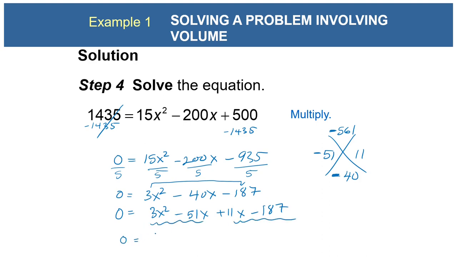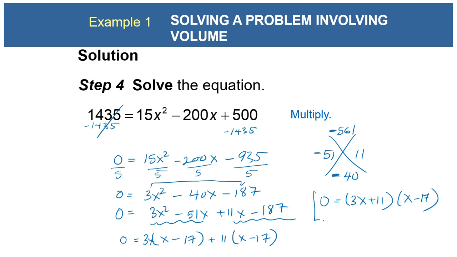We have 0 equals, and in this case we can take out a 3x to the front. I have x minus 17, and here they have a common factor of 11, so let's take out 11. We have x minus 17, and so this factors as 0 equals 3x plus 11 times x minus 17.